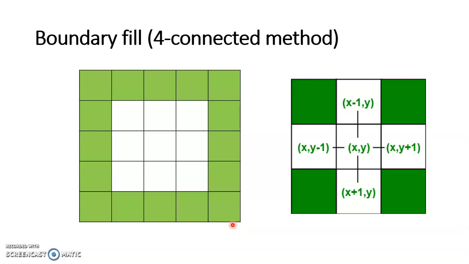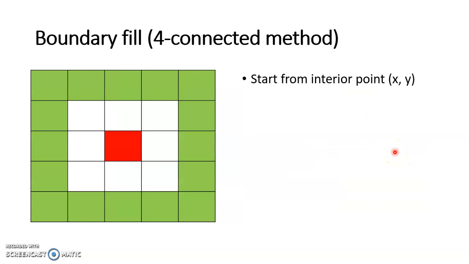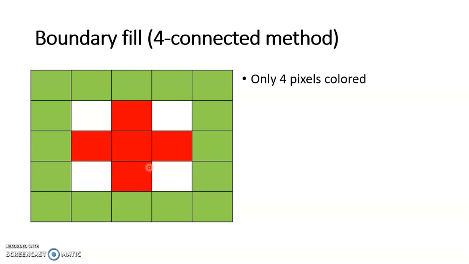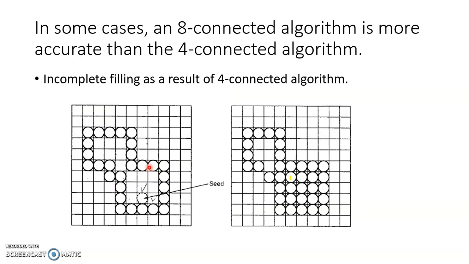This is explained with the example for the four connected method. So if xy is the current pixel, then these four pixels will be colored by the four connected method as shown in the diagram. Starting from the interior point xy, the south neighbor, north neighbor, west neighbor and east neighbor will be colored.